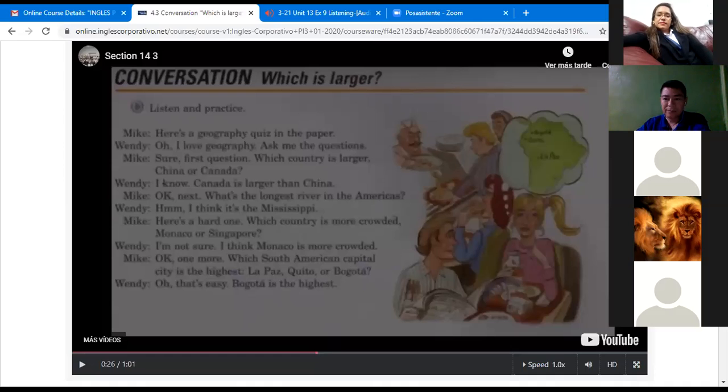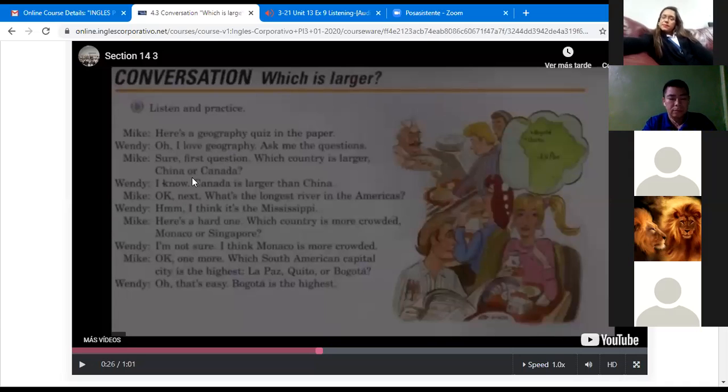Yes. Okay, good. Now, this is for you to remember how to make comparisons, right? And then we're talking about some places. Here it says, I know Canada is larger than China. Okay, next, what's the longest river in the Americas? Here it's the longest because it's asking which river, so there is no comparison. The longest, okay.